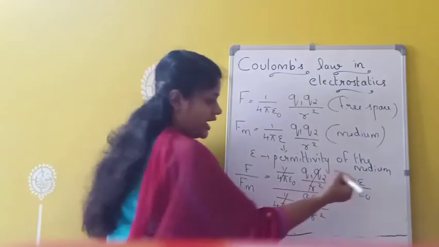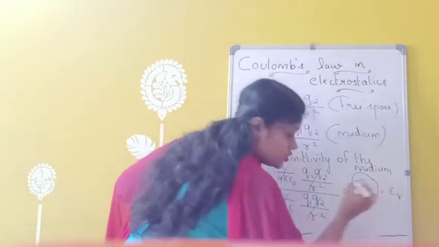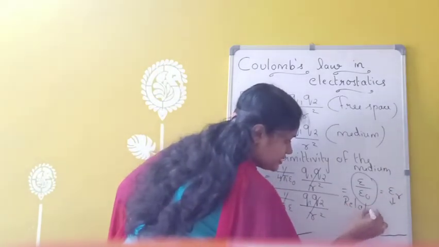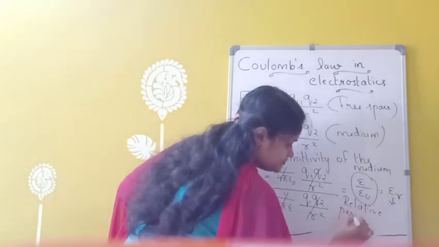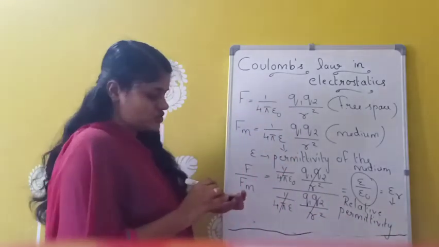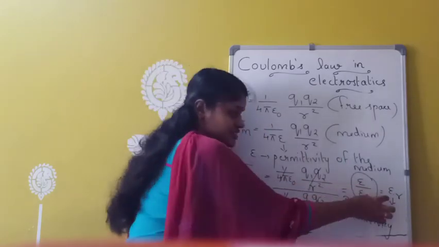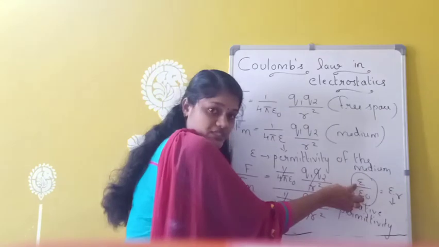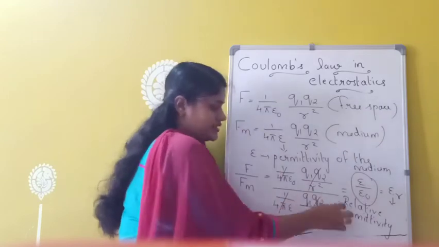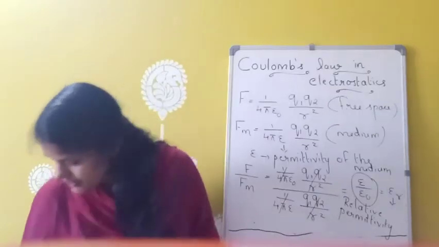This ratio epsilon by epsilon 0 is called epsilon r, and this epsilon r is called relative permittivity, the relative permittivity of the medium. So epsilon r is equivalent to epsilon divided by epsilon 0. That means relative permittivity is the ratio of permittivity of the medium to permittivity of free space. There is another name for relative permittivity, called dielectric constant.